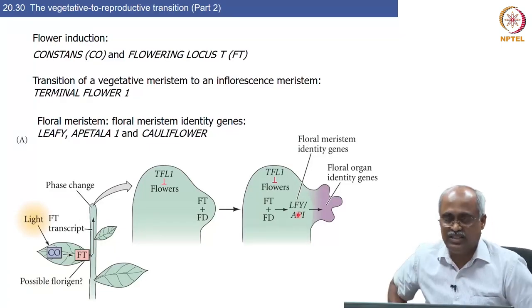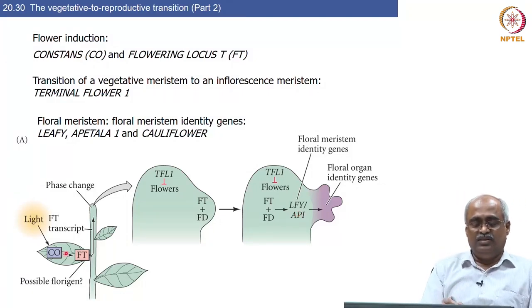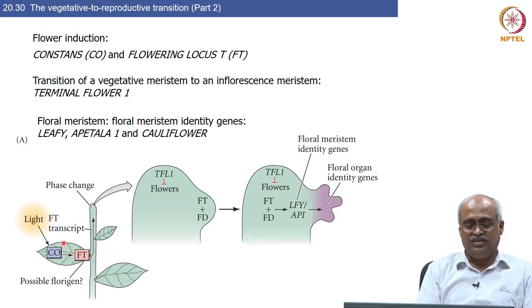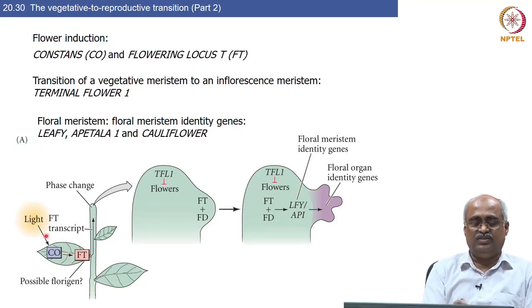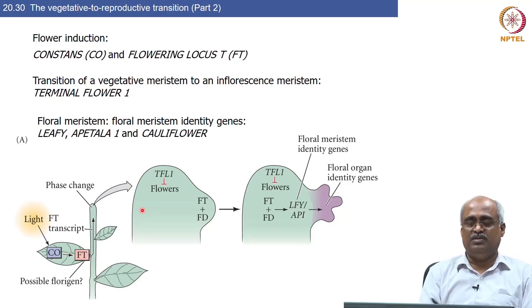So here is the genetic pathway that has been understood so far. The product of the gene CONSTANS is required for sensing light, and that in turn activates a gene called FLOWERING LOCUS T, or FT for short. And this FT is transported. We do not know exactly how it is transported. Mostly the mRNA is transported to the shoot apex, and that is required for the activation of the transition from the vegetative to inflorescence meristem fate.